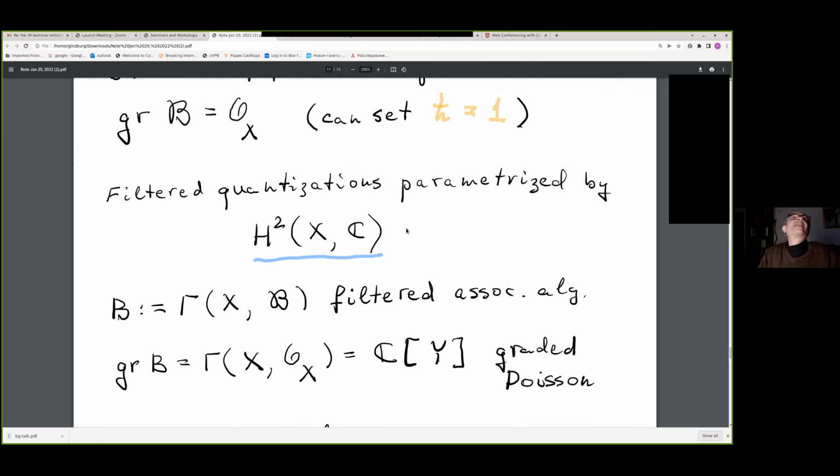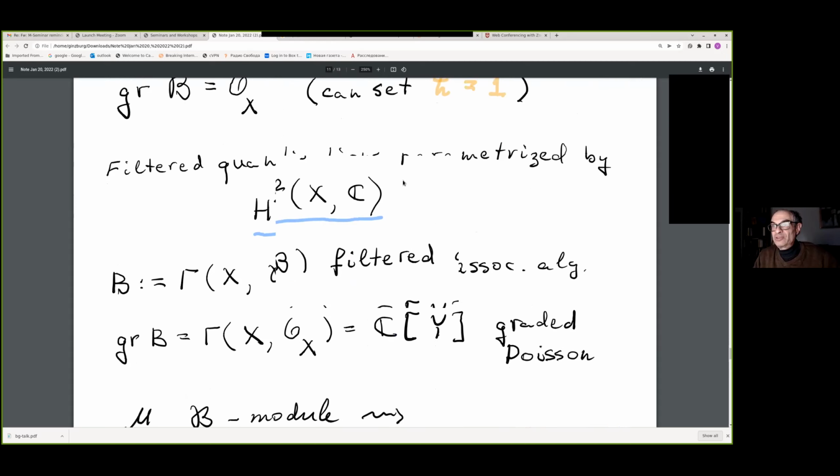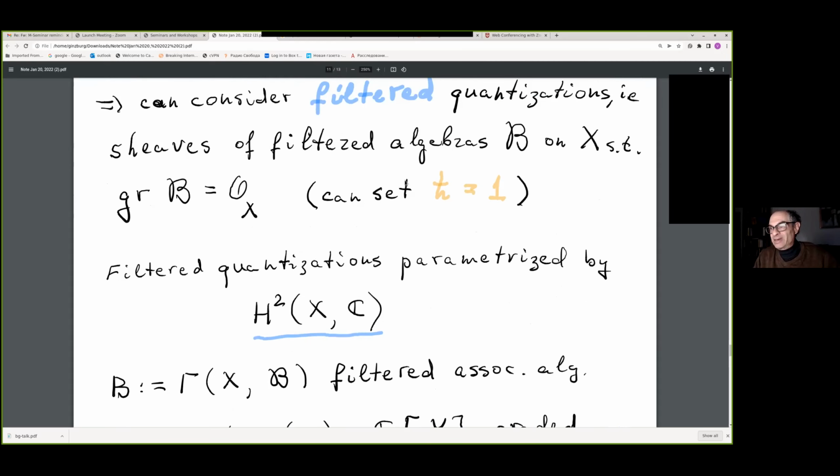Okay, so now since I'm completely out of time, let me get to the main application, and I want to really explain the proof. I mean, sketch the proof because it's really nice. It's very short. In the case of filtered quantizations, again, one has a complete parameterization, and now there is no h bar. They are parameterized by a very nice space, namely just the second cohomology of X. It's a finite dimensional vector space. No power series, nothing.